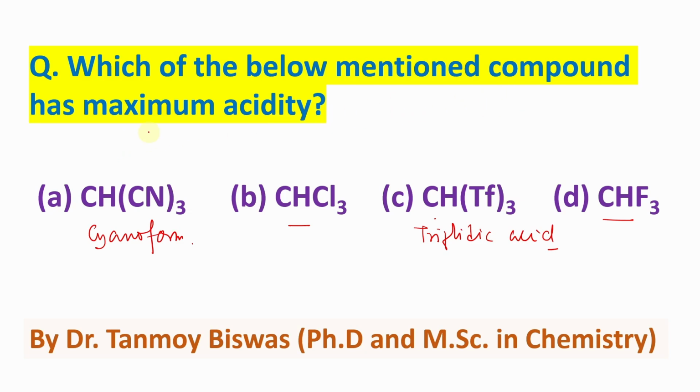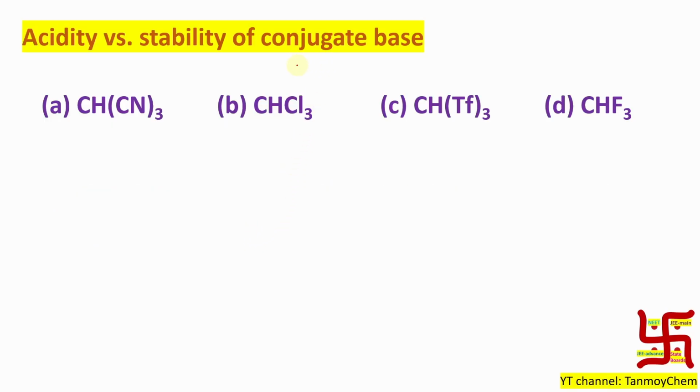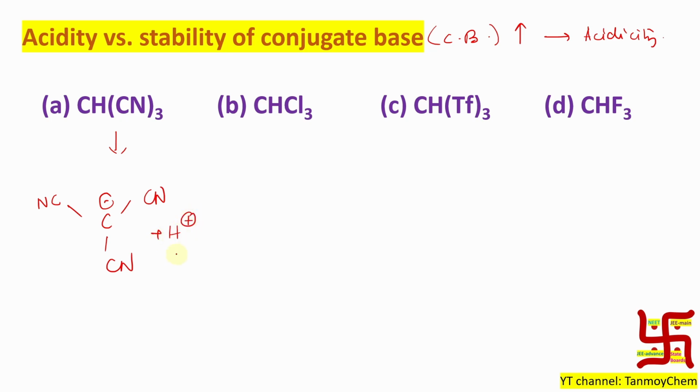Whenever a question is given to you about acidity comparison, you need to check the stability of the conjugate base. What is meant by conjugate base? If you remove the proton from this molecule, whatever negatively charged species remains is called the conjugate base. And remember, higher the stability of the conjugate base, higher the acidity. Logically, if this negatively charged species is more stable, it will not try to gain back this proton, so this proton donation could be easier.